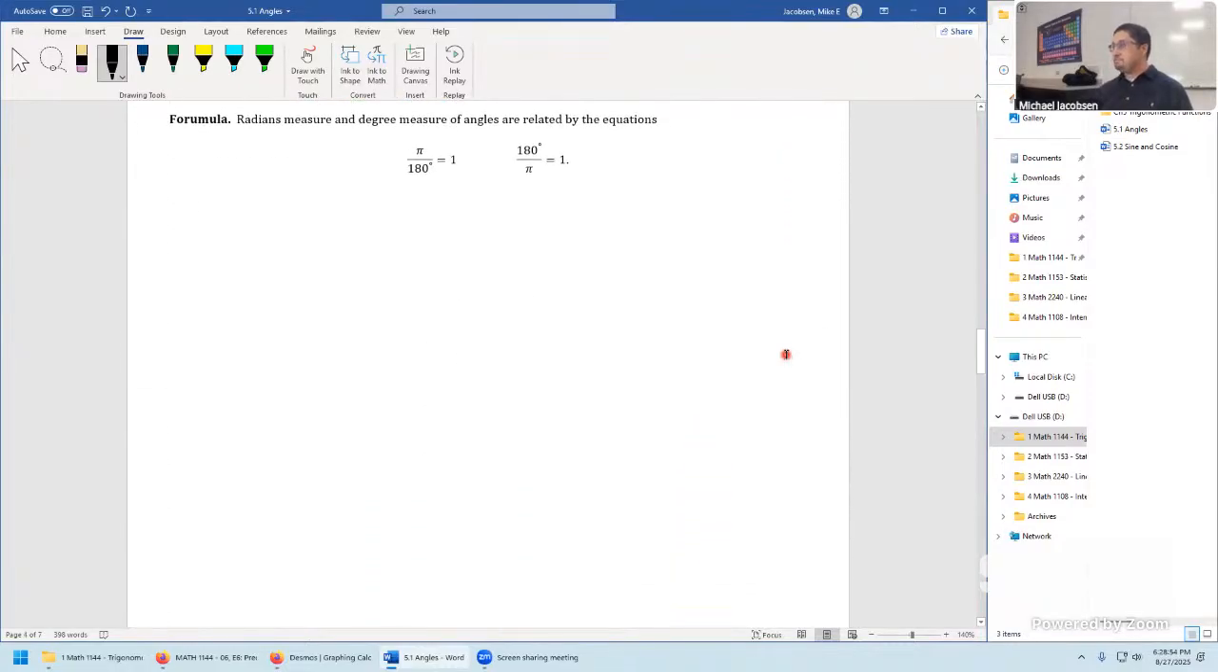And there it is. This formula tells us everything. Pi divided by 180 degrees is 1. So therefore, the reciprocal, 180 degrees divided by pi, is also 1. And there's nothing further to say about that. That's essentially our conversion factors. But that's kind of dissatisfying to just park right there.